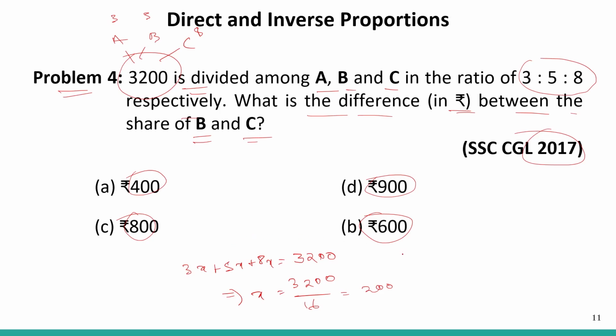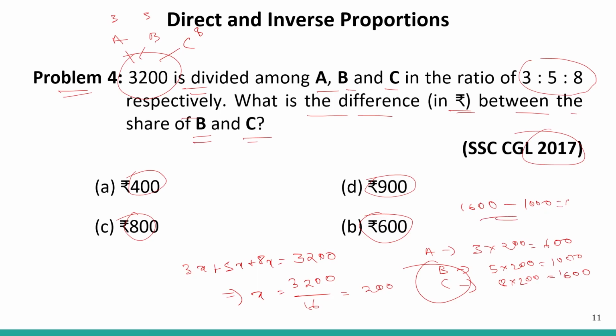So the share for A will be 3 into 200 is equal to 600, and the share of B will be 5 into 200 is equal to 1000, right? And the share for C will be 8 into 200, that is equal to 1600. So the difference between B and C share will be 1600 minus 1000, right? So it is nothing but equal to 600. So 600 will be the difference.